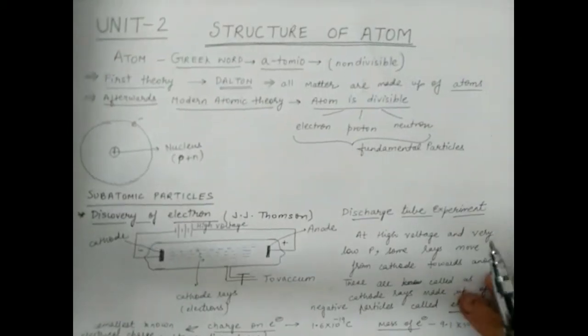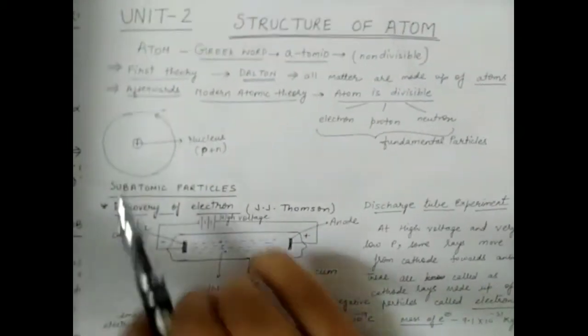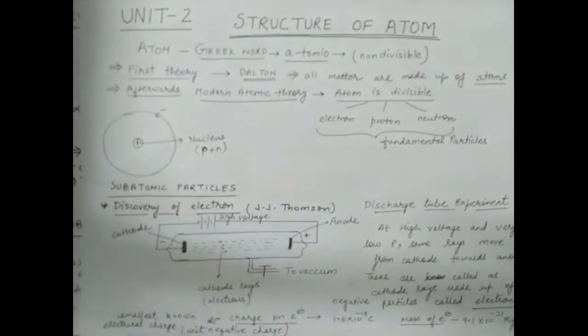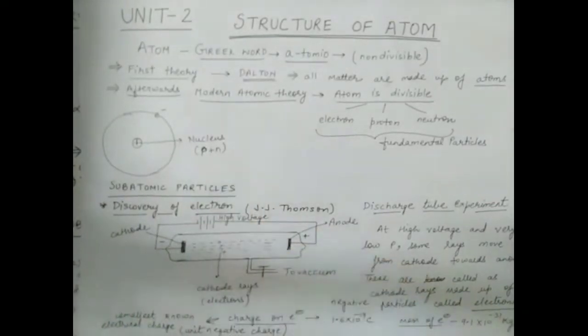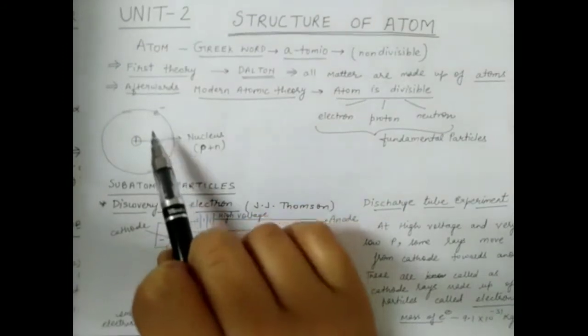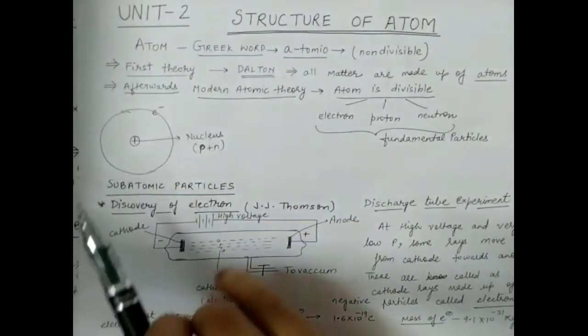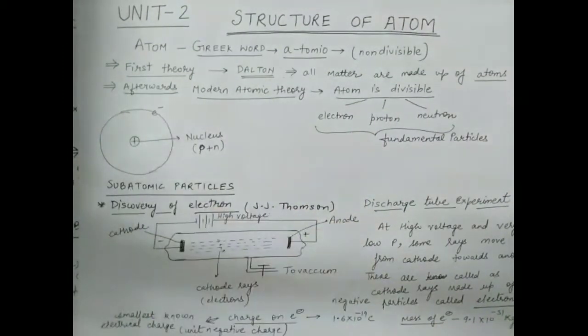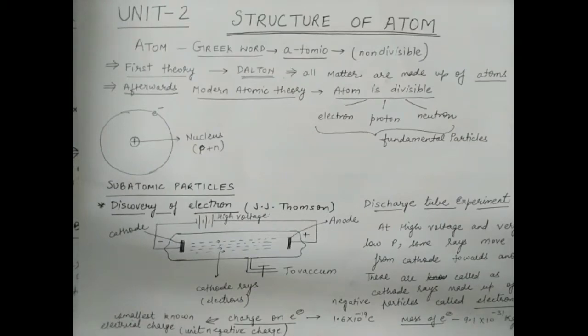So this is the diagrammatic representation of your atom. In the center, the nucleus is there. The nucleus is made up of protons and neutrons, and the electrons revolve around the nucleus, and the electrons are negatively charged. Now first of all we'll discuss the history part, that is how these subatomic particles or fundamental particles were discovered. And then we'll take various models for the atom.